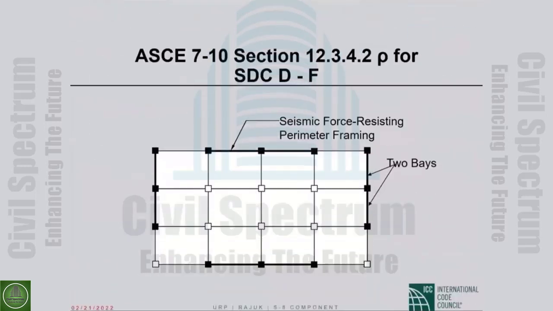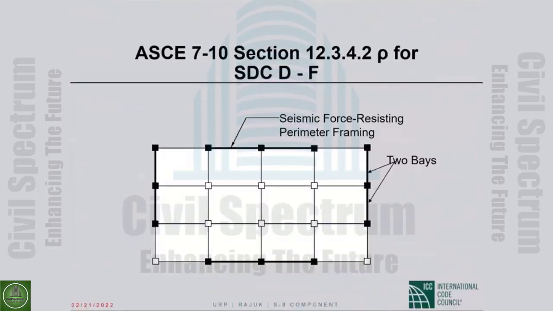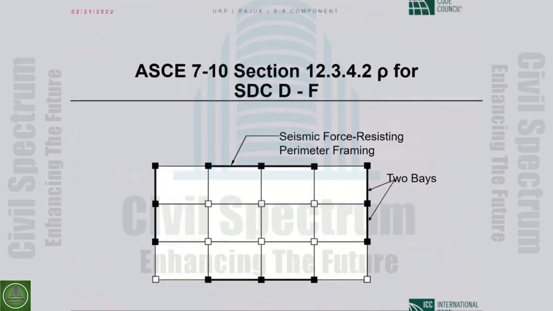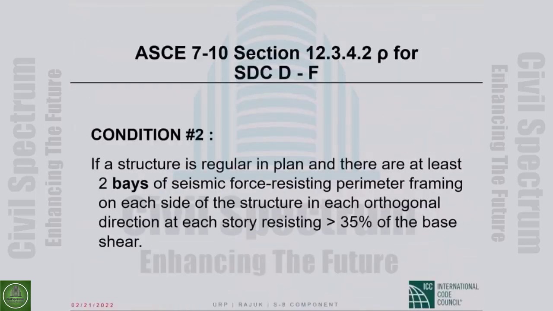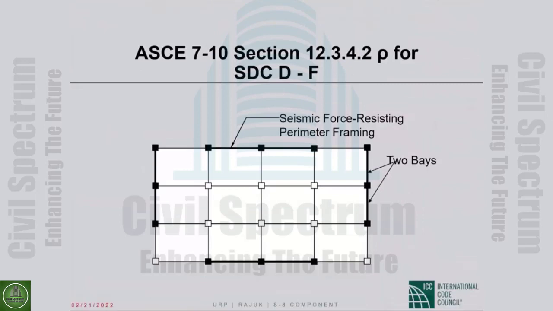So I have a picture. So first of all, the first part was structure regular in plan. Okay, so there are no plan irregularities. That's what it means. You have 2 bays of seismic force resisting perimeter framing.